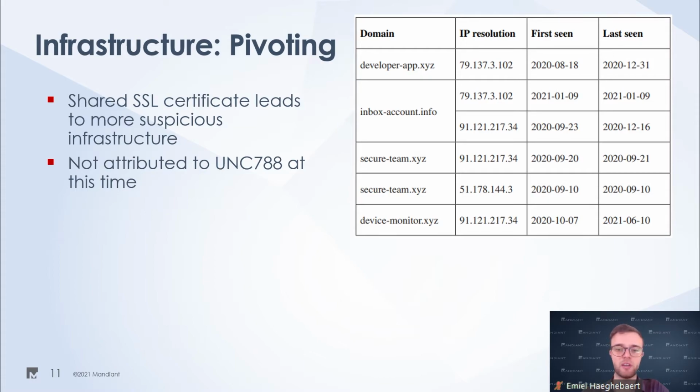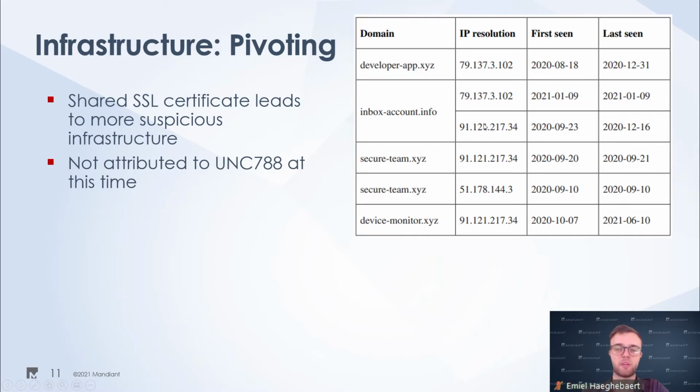Finally, by pivoting on known infrastructure that we'd identified up to this point, we found additional domains that might be related to UNC788 activity. Notably, the command and control server for developer-app.xyz actually shared an SSL certificate with this IP address here, 79.137.3.102, that had also hosted developer-app.xyz from August through December 2020. In turn, we saw shared domain resolution to this inbox-account.info domain.